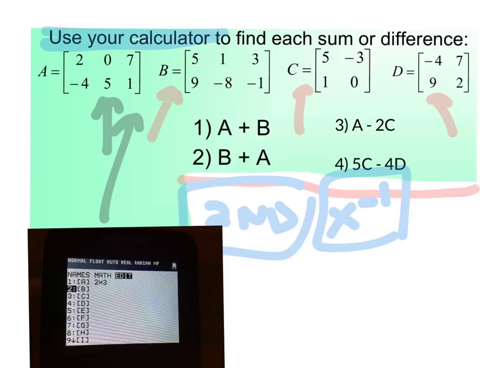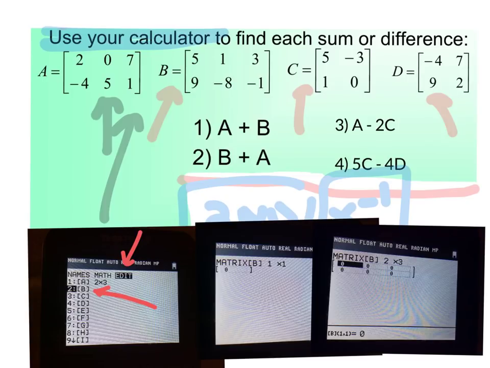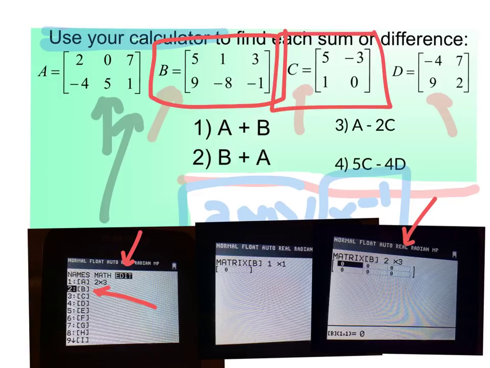Go to second and inverse for matrix. Move the cursor over to edit. Now move the cursor down to matrix B. Press enter. Change the dimensions of matrix B to a 2 by 3 matrix and just simply store in the values for matrix B. Do the same thing for matrices C and D, and then we'll complete the problems.